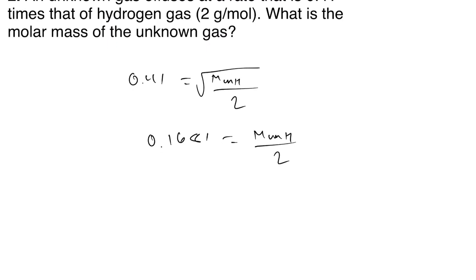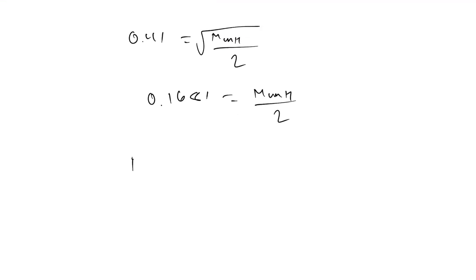So then now when we isolate for m unknown, it is going to be equal to 0.1681 times 2, which is going to equal 0.3362. Now just wait, we must square it.